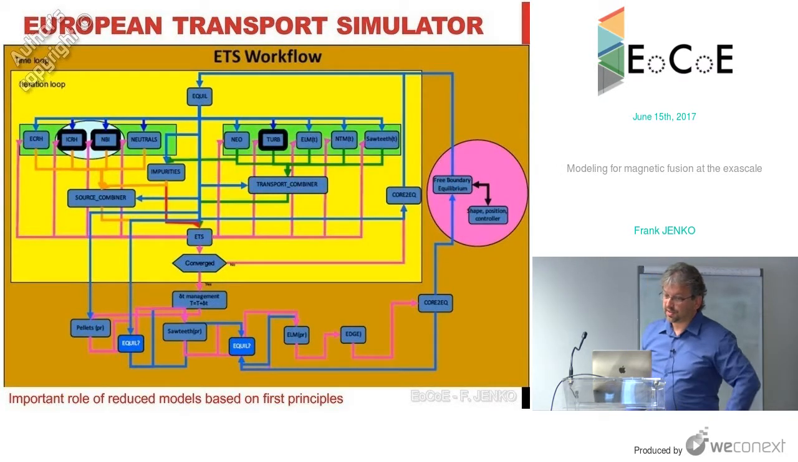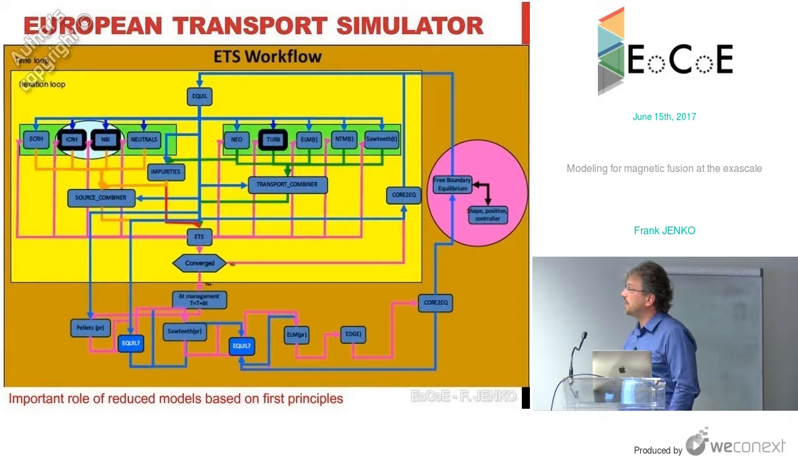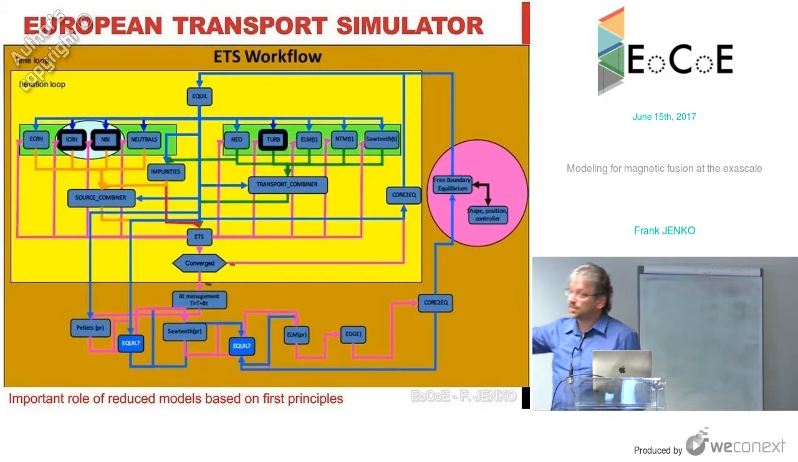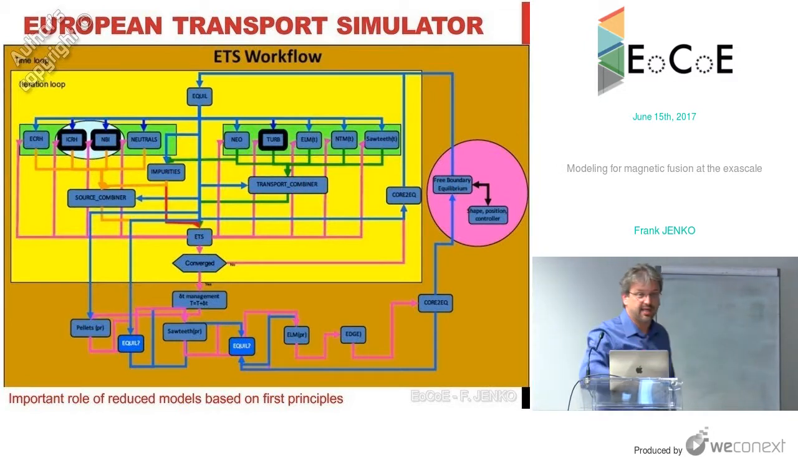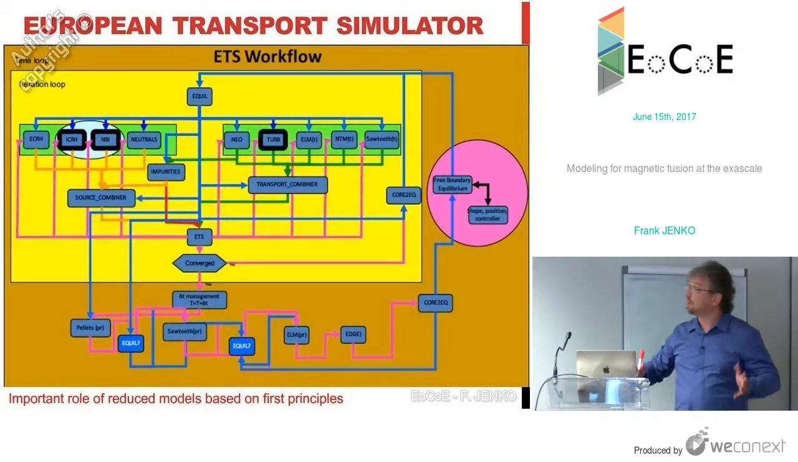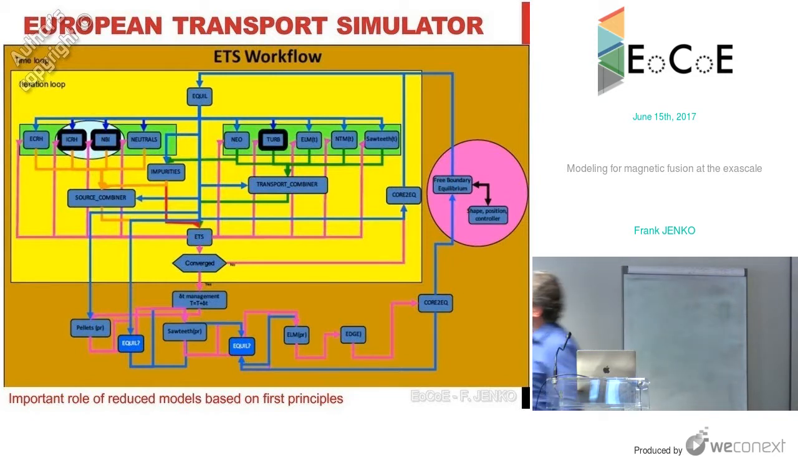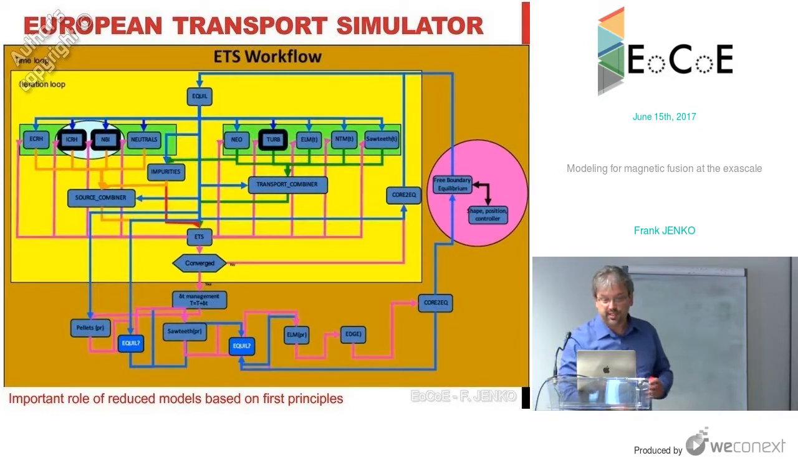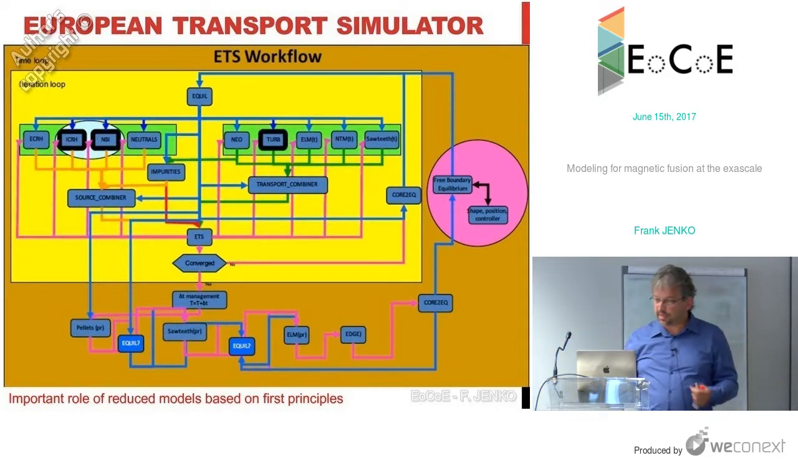So this is a workflow diagram that has been set up in Europe, called the European Transport Simulator. And each box represents a certain type of physics. For instance, here is a turbulence module. So that's basically what I showed you on the previous slides. The simulations that will feed into this, but then you have other things. You have large-scale MHD, you have heating and other things, and this will all be coupled in various ways to come up with what we think is like a virtual tokamak.